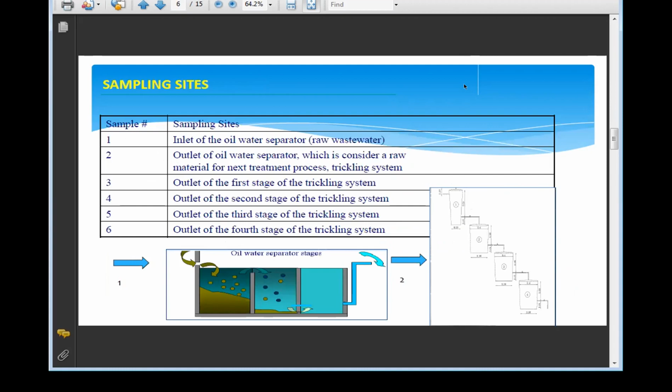You can see the sampling size. The first one here is the sampling point, and the second one is from the outlet of the oil-water separator, and the third sampling point is from the first stage, and the fourth, and fifth, and sixth, and so on. So this is the size of the sampling to monitor the quality of the wastewater.